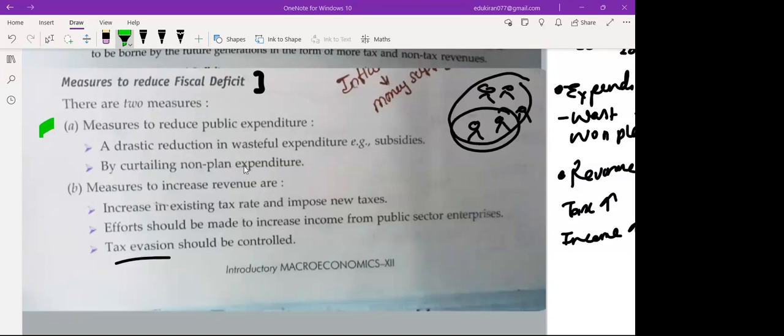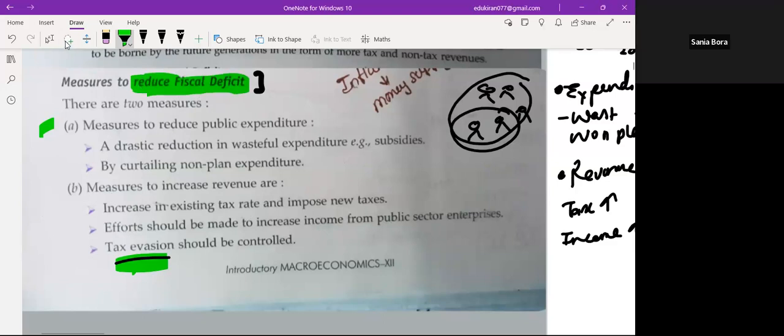Then whatever non-plan expenditures are there, curtail it, remove that. Then B, measures to increase the revenue. Now you need to increase the revenue, you need more and more money. So increase the tax rates, whatever taxes you have imposed, just increase them. Then efforts should be made to increase income from the public sector enterprises. Whatever public sector is giving you money, you should get more and more money from there. Plus, tax evasion should be controlled. The people who are not paying tax, you should keep track of them and make sure that everybody in the country is paying tax. So these are the methods through which you can reduce your fiscal deficit. Whatever deficit you have, you can only overcome it if you follow this.